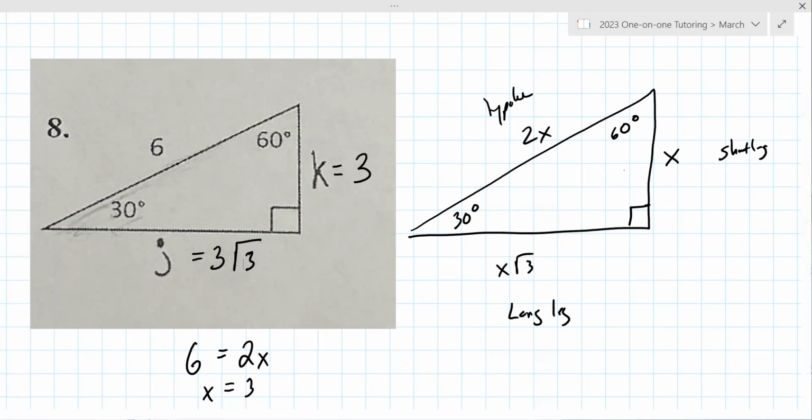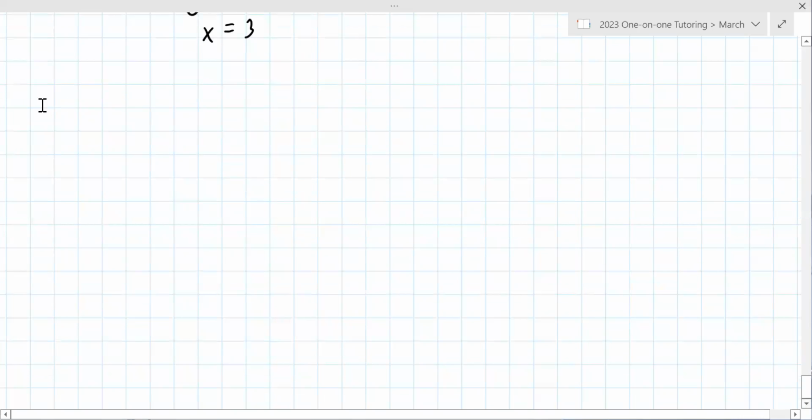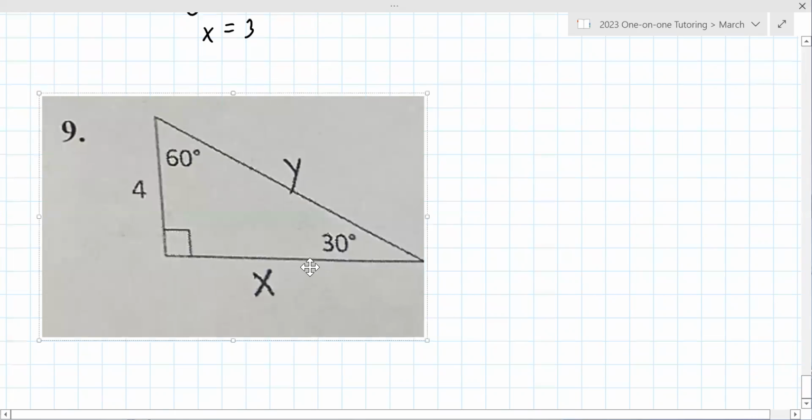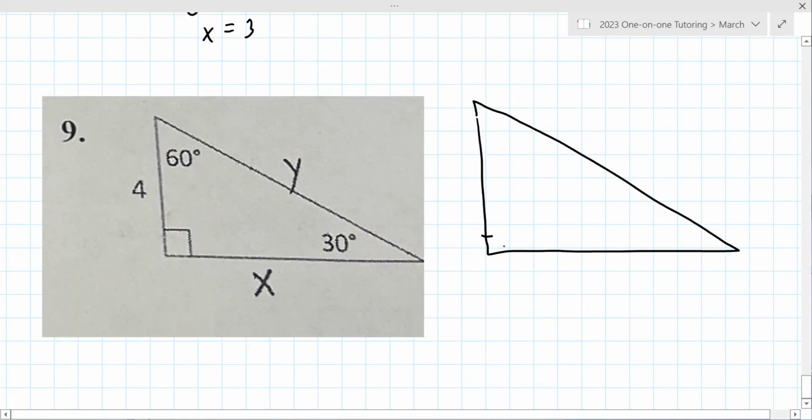Okay, let's look at number 9 here. The key for you is to identify what I am being given. Am I given the short leg, long leg, or the hypotenuse? Y is the hypotenuse. That's correct. And the 4 is the short leg, so that's the x side. I'm drawing this reference triangle each time. You may or may not have that, that's something to memorize. If you find the long leg, you find the hypotenuse first. So Y is 2 times 4, which is 8.